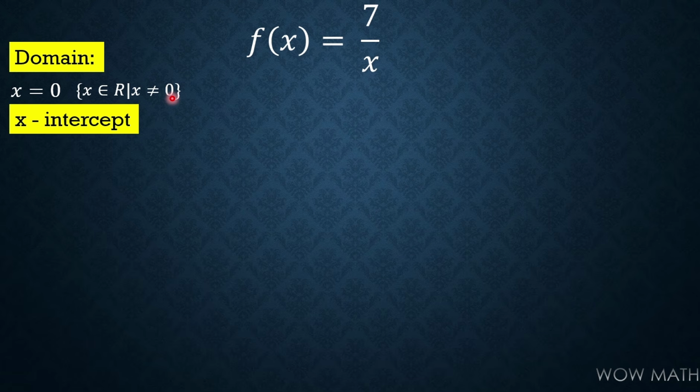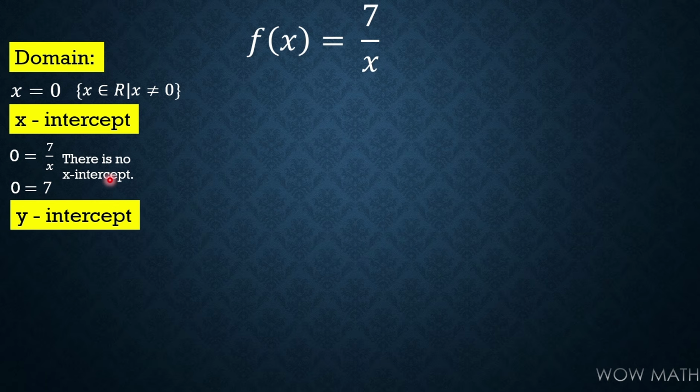Yung x-intercept naman, anong ginagawa sa x-intercept? Yung f of x natin, papalitan na natin ng 0. So, 0 is equal to 7 over x. By cross multiplication, 0 times x, that is 0, is equal to 7. And 0 is not equal to 7. So, therefore, wala tayong x-intercept.